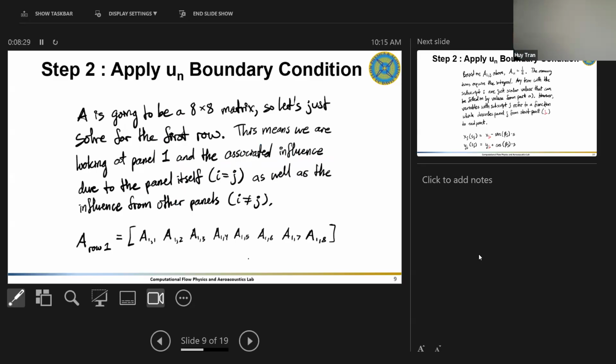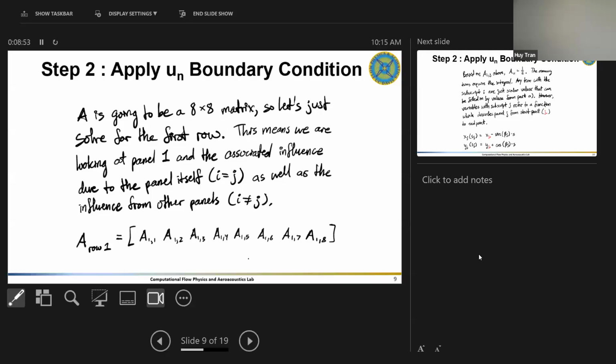Okay, so once again, just to reiterate, we have 8 panels in our surface. We discretize it into 8 panels. So if we have 8 panels, we're going to have an 8x8 matrix. Now it sounds bad, but let me just talk for a little bit. We're just going to focus on the first row for now. So the first row is going to be row 1.